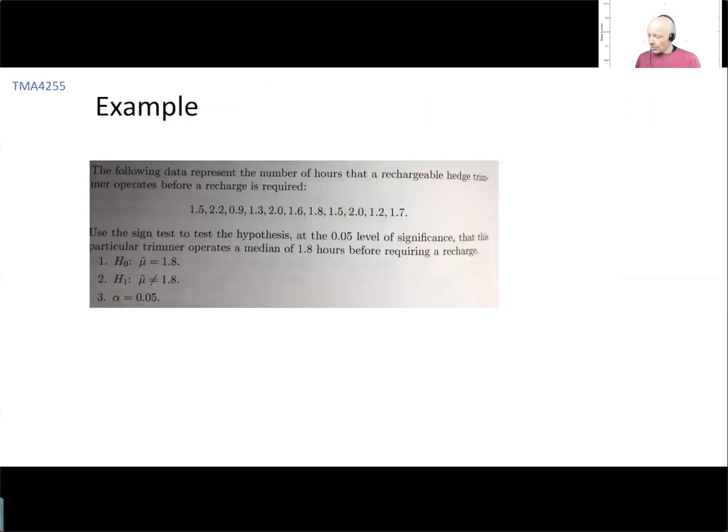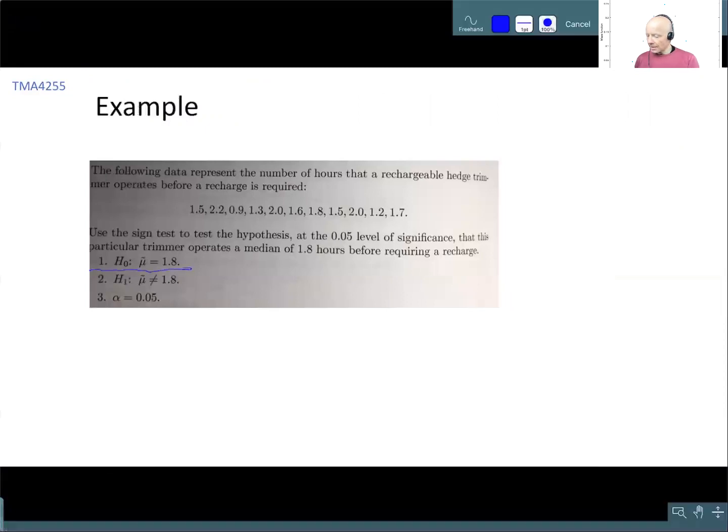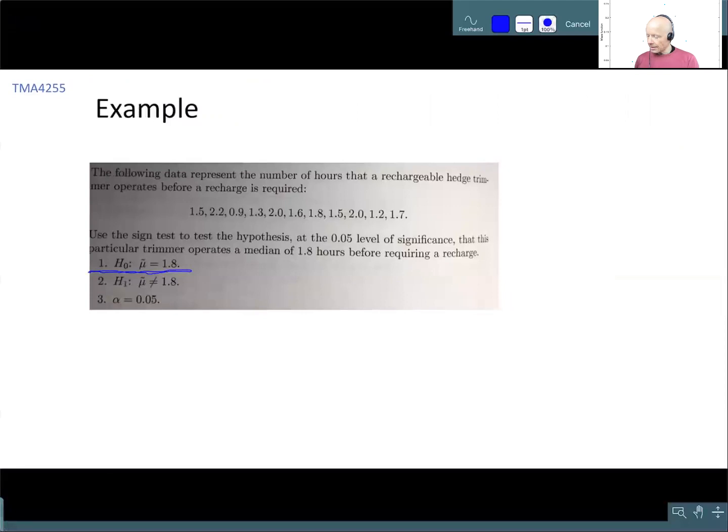In this one, we have 11 data samples, and we have a hypothesis saying that the median is 1.8. In our data set, there's actually one value that is 1.8. So this is not below and not above, and we will remove this one from our sample when we do the sign test.